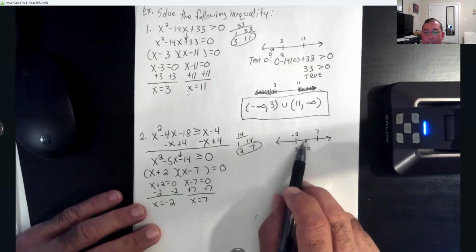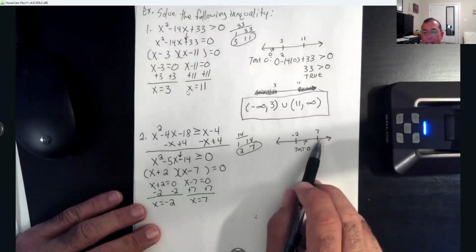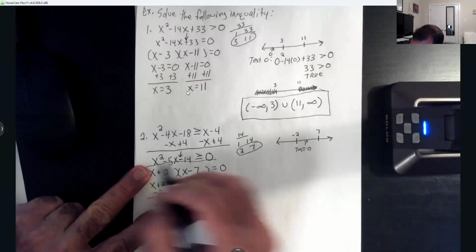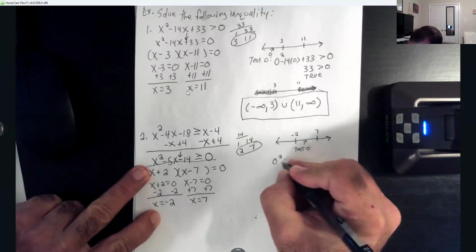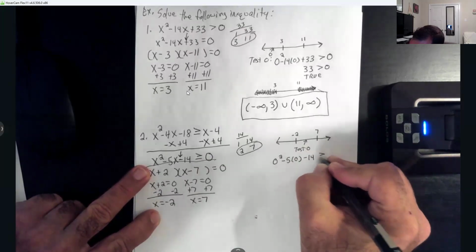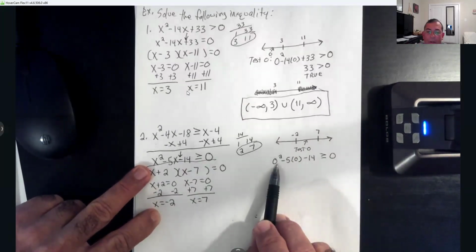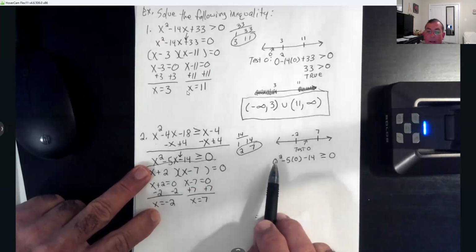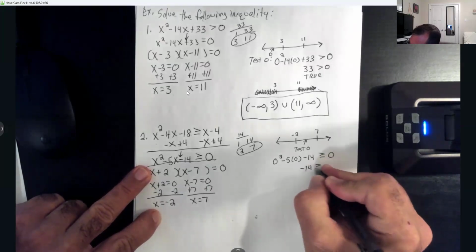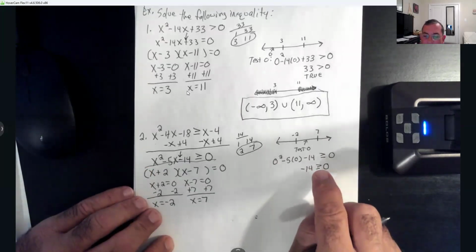So I'm about to test 0 and see if it's true. If it's true, I'll shade the middle. If it's false, I'll shade the outsides. Now I'm going to use this one here. So I'm going to put a 0 in. I got 0 squared minus 5 times 0 minus 14 has to be greater than or equal to 0. Well, 0 squared is 0. 5 times 0 is 0. 0 minus 14 gives me a negative 14, greater than or equal to 0. This is false.